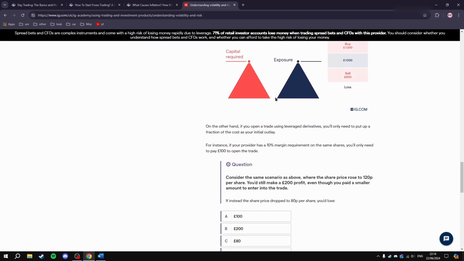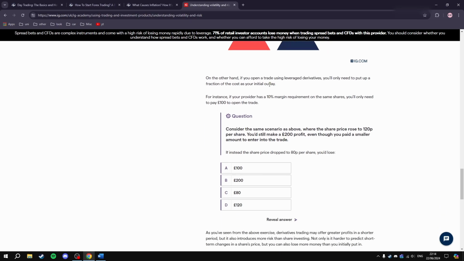On the other hand, if you open a trade using leveraged derivatives, you only need to put up a fraction of the cost of your initial outlay. For instance, if your provider has a 10% margin requirement on the same shares, you only need to pay £100 to open the trade.